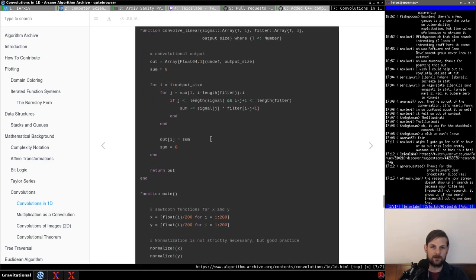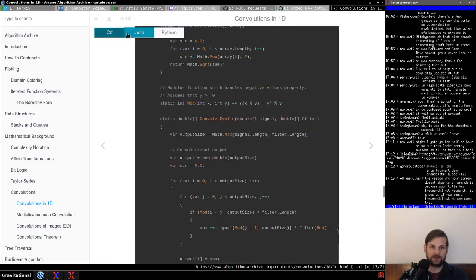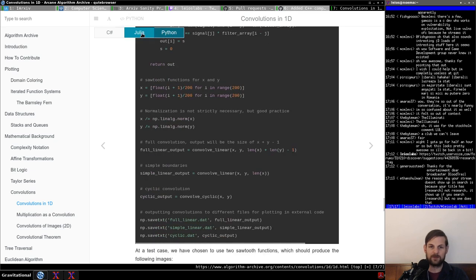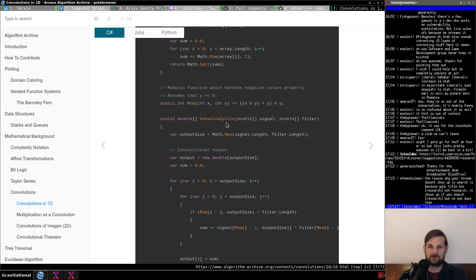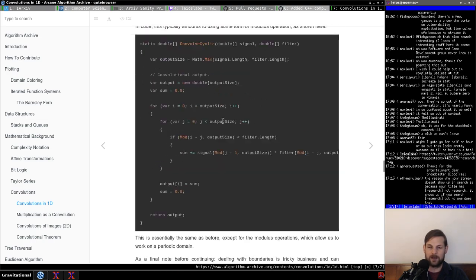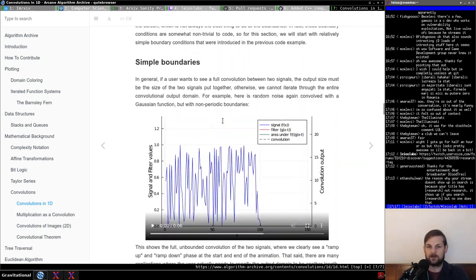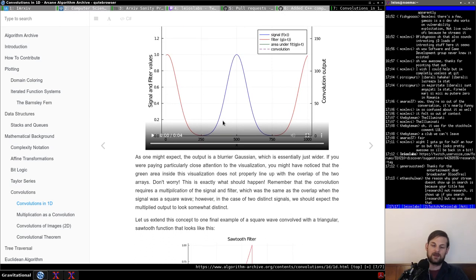The other thing is that you can switch between the languages at the end here. If you prefer Python, you can look at Python. If you prefer Julia, you can do Julia. If you prefer C#, you can do that as well. This is the algorithm archive in a nutshell. The idea is that you can read about whatever algorithm you want in whatever language you want, in hopefully a way that's deep and gives you intuition as to what that algorithm is.